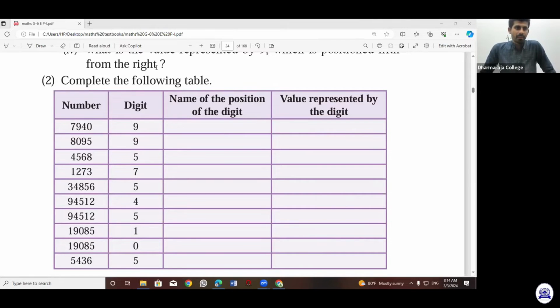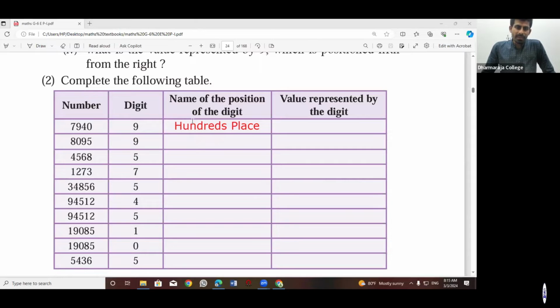Okay? Right. Look at this one. Look at my laser point. 9. 9 means your ones place, tens place, hundreds place. Name of the position of the digit: hundreds place. What is the name of the position of the digit? Hundreds place.